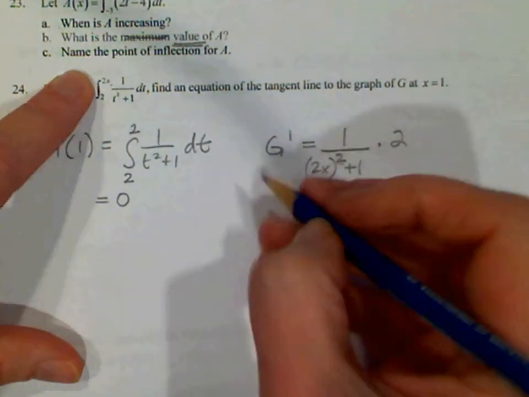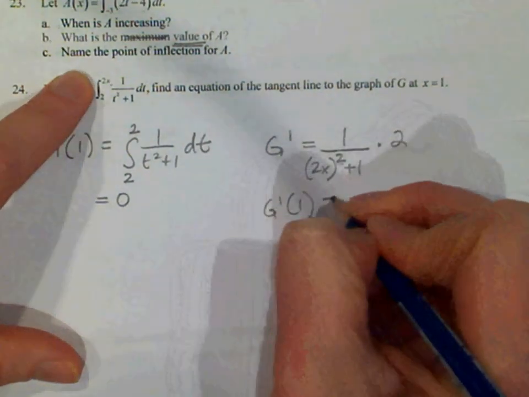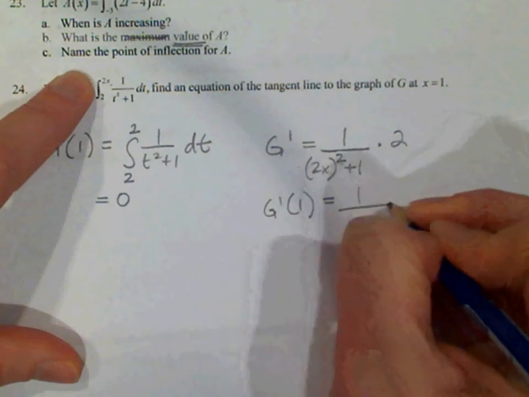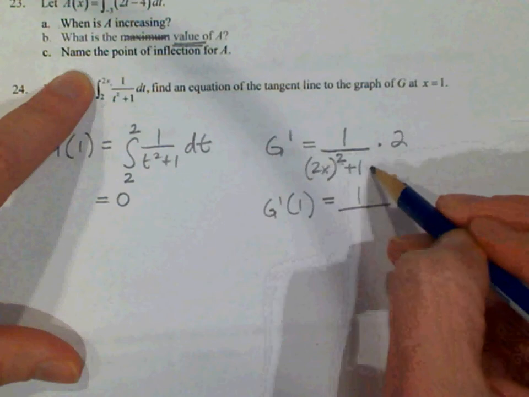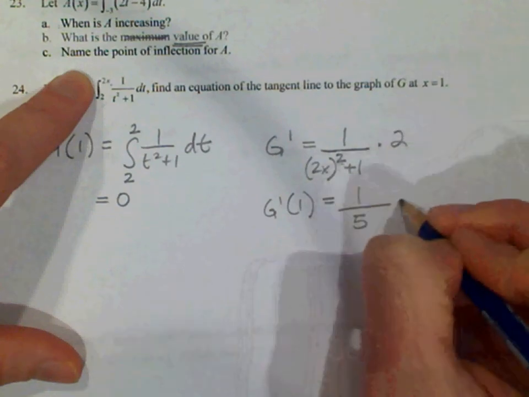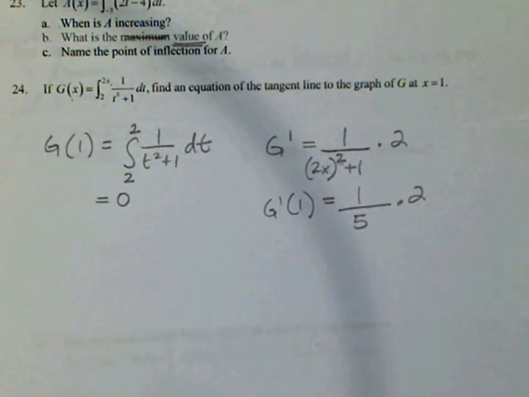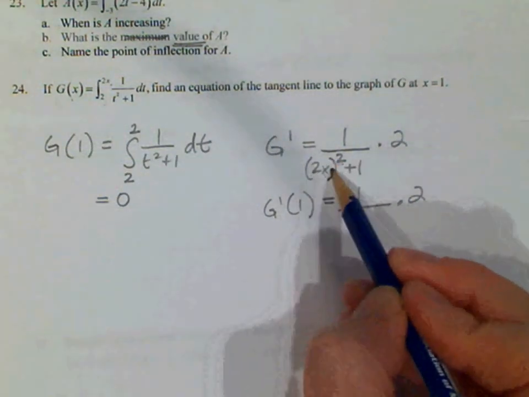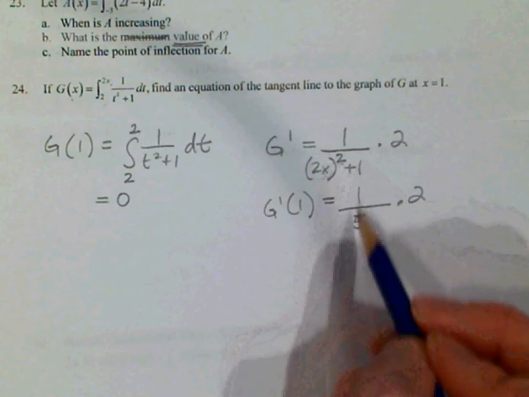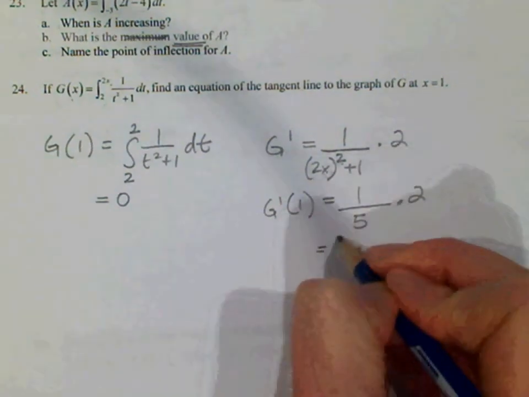So if I want to find g prime at 1, I will have 1 divided by 2 squared plus 1. So this is 5 times 2. And again, I'm just substituting 1 in here. So 2 times 1 would have given me 2. 2 squared is 4. 4 plus 1 is 5. So g prime at 1 is equal to 2/5.